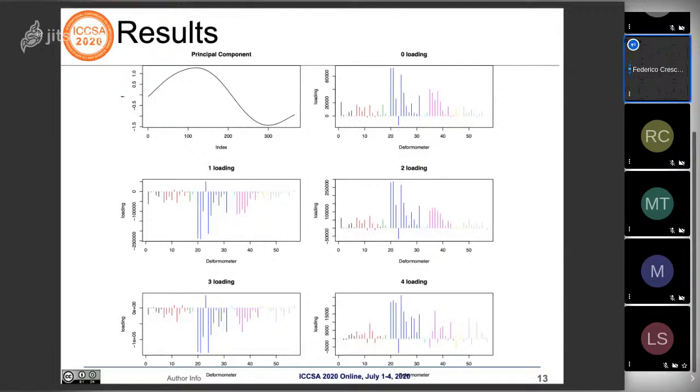In this panel, instead, you can see on the top left panel the principal component, which corresponds to the vector F that I was talking about before. And we like it because it's very smooth, it's sinusoidal. And the other panel shows the loadings, which are colored with respect to where they are installed on the dome. And so you see the loadings are very interesting. They have a very peculiar pattern and are specular between the 0, 2, and 4 loadings and the 1 and 3 loadings.